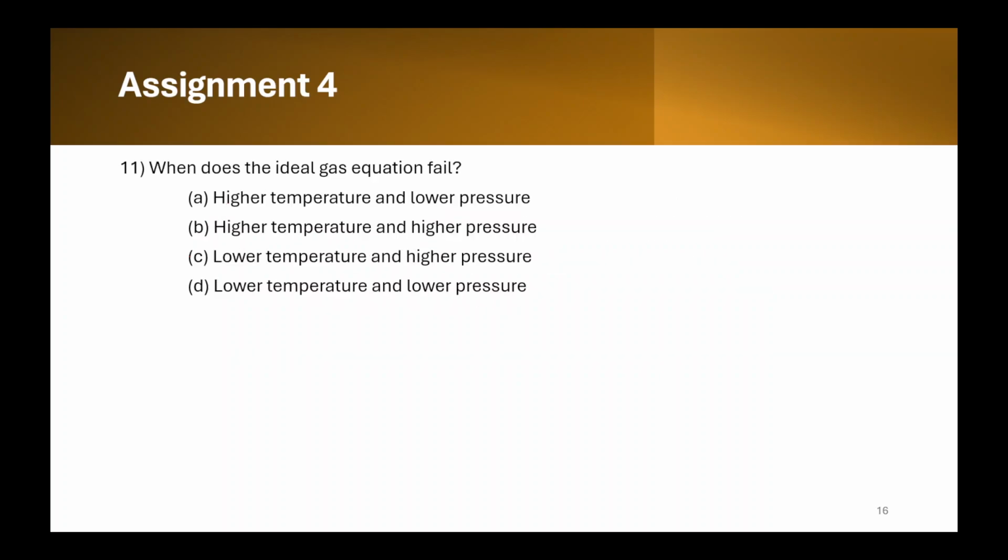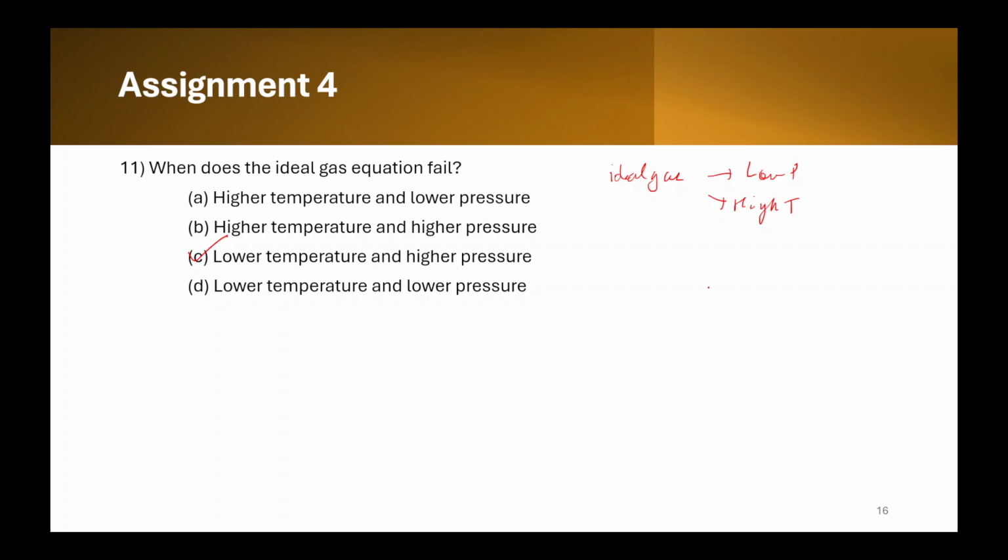Next question. When does the ideal gas equation fail? We have just discussed this. The ideal gas equation is followed when there is low pressure and high temperature. So when does it fail? It would fail at higher pressure. So one of these options: higher pressure and lower temperature.